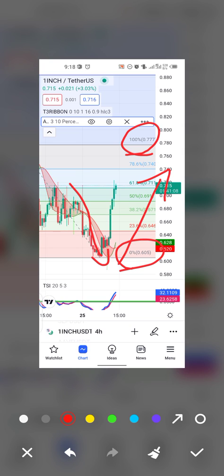Hello, let me repeat. When you find a trade where 0 is down and 100 is on top, it means the previous trade was a downward trend. Now we are on an upward trend.